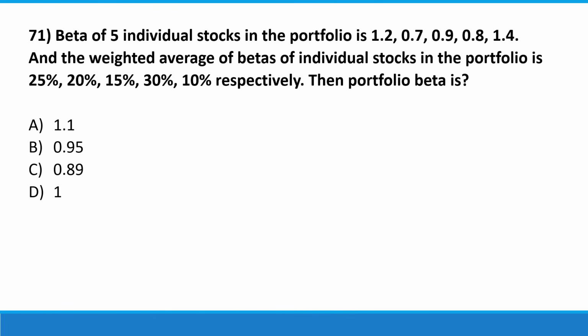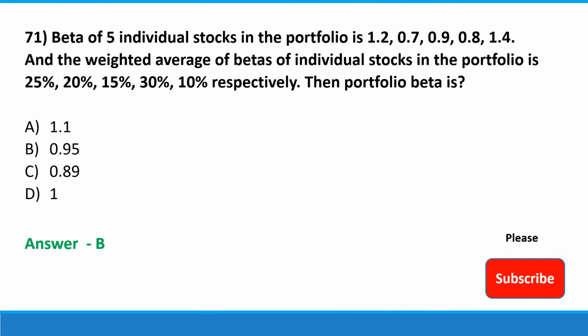Beta of 5 individual stocks in the portfolio is 1.2, 0.7, 0.9, 0.8 and 1.4. And the weights of individual stocks in the portfolio are 25%, 20%, 15%, 30% and 10% respectively. Then the portfolio beta is option A 1.1, option B 0.95, option C 0.89 and option D 1. The correct answer is option B 0.95.